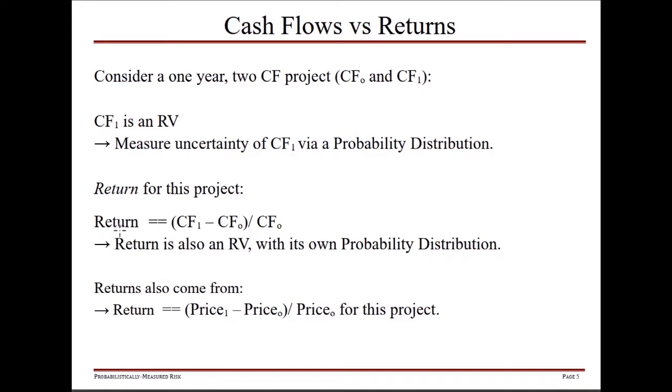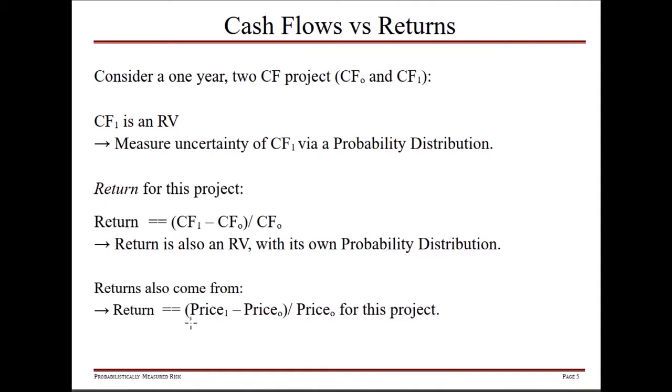Also, we're going to be looking at, in just a second here, returns for projects, and returns are defined in one of two ways. If we're talking all cash flows all the time, it's cash flow 1 minus cash flow 0, divided by cash flow 0. And since cash flow 1 is a random variable, and random variables in means random variables out, return is going to be a random variable too.